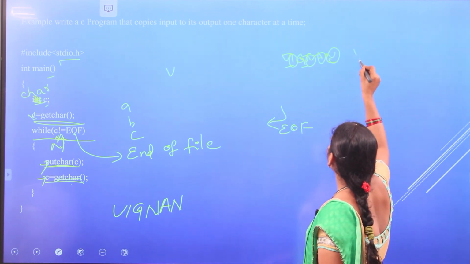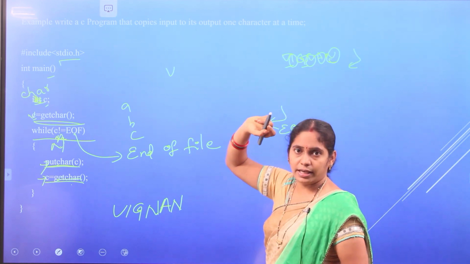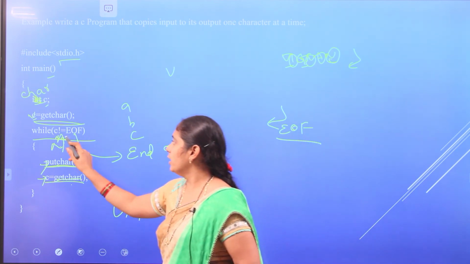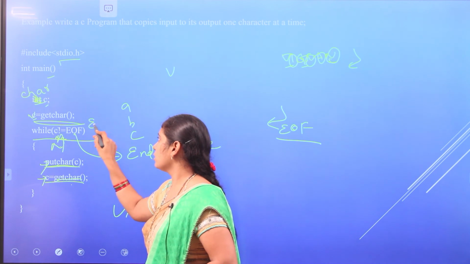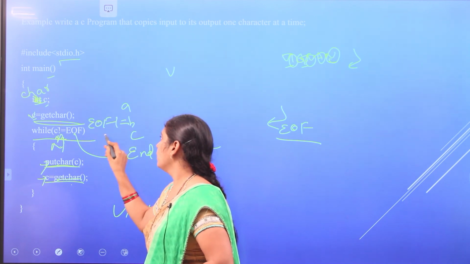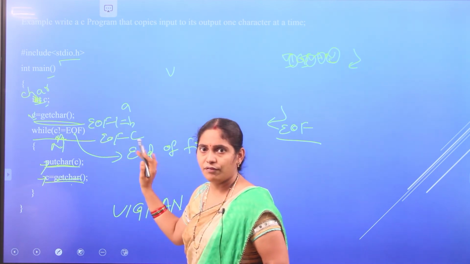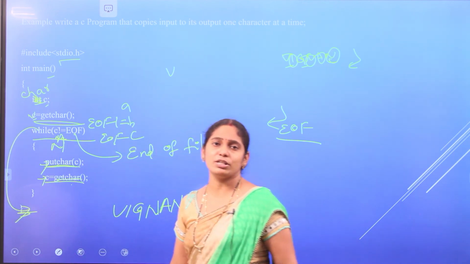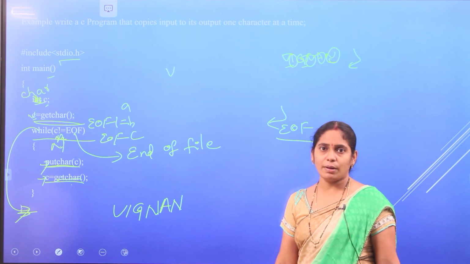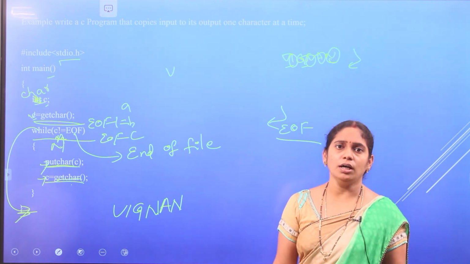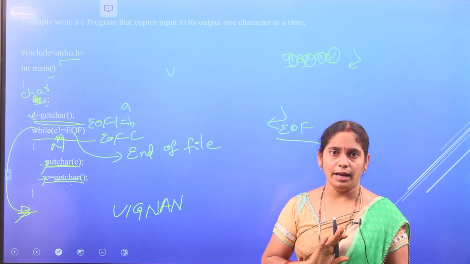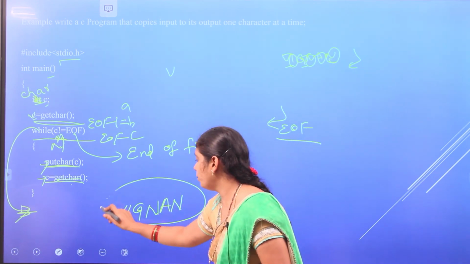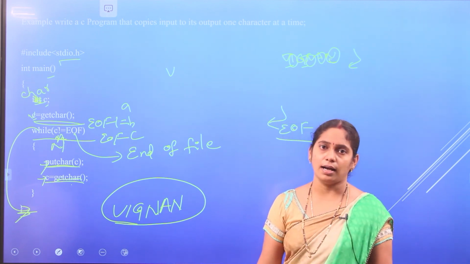So after N we press the enter key. So that enter is equal to end of file. So here, is end of file not equal to end of file? Is it true or false? If it is false, it exits from the loop and goes to the closing brace of the main function. The closing brace of main is the end of the program. So there it stops the execution of the program, and this is the output displayed to the user as Vignan.